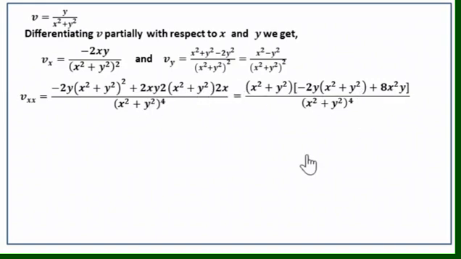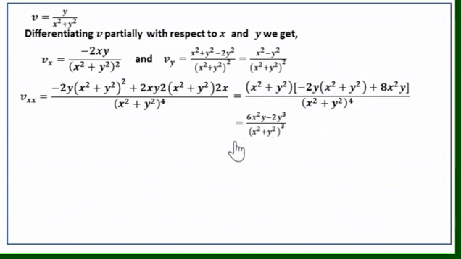Okay, then here one of the factors cancels. So what is left? Denominator will be (x square plus y square) whole power 3 and numerator will be minus 2yx square plus 8x square y, that is 6x square y minus 2y cube. So we have vxx is (6x square y minus 2y cube) divided by (x square plus y square) whole power 3.